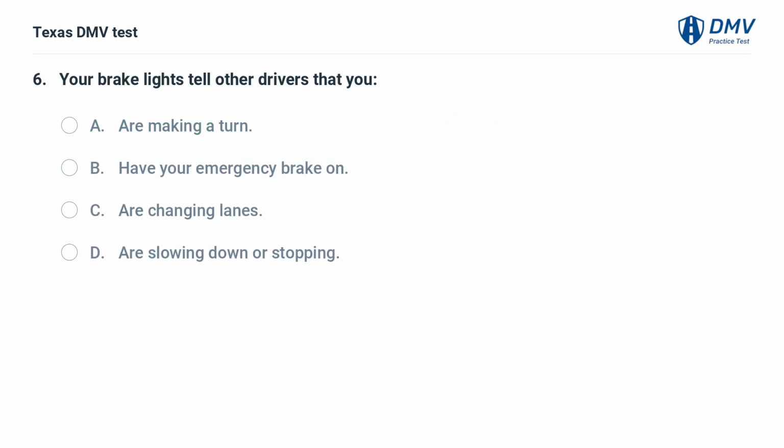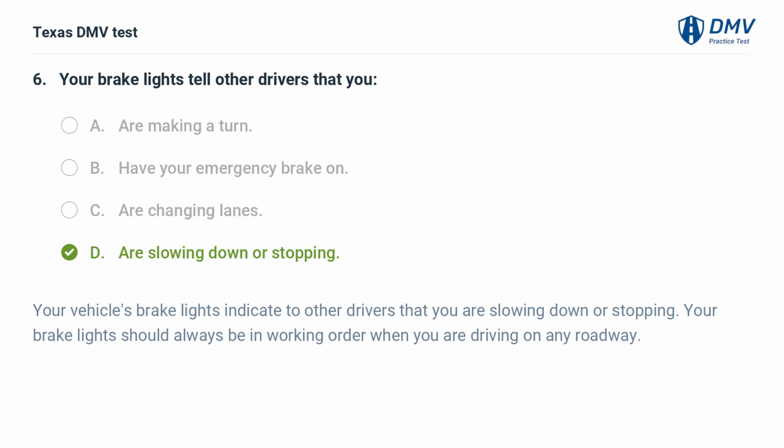Your brake lights tell other drivers that you: A. Are making a turn. B. Have your emergency brake on. C. Are changing lanes. D. Are slowing down or stopping. The answer is D. Your vehicle's brake lights indicate to other drivers that you are slowing down or stopping. Your brake lights should always be in working order when you are driving on any roadway.